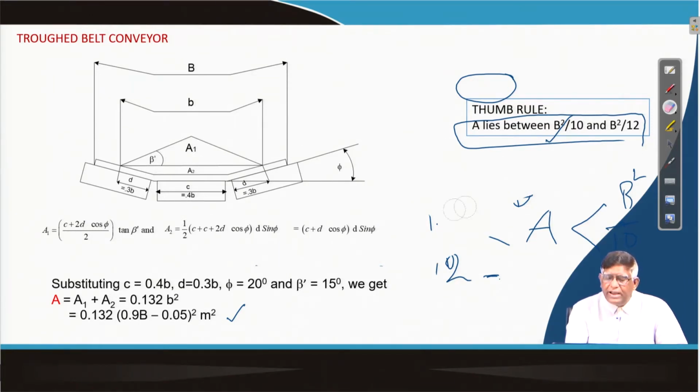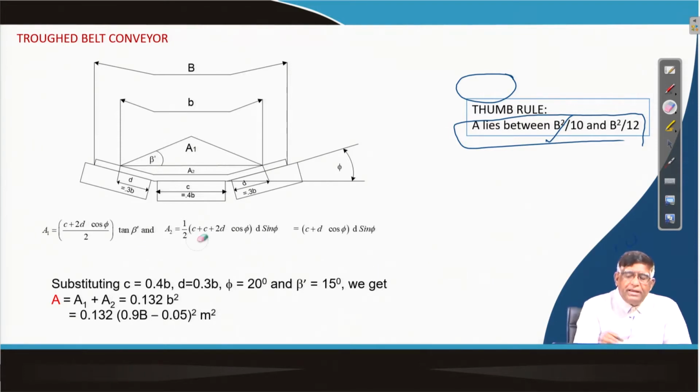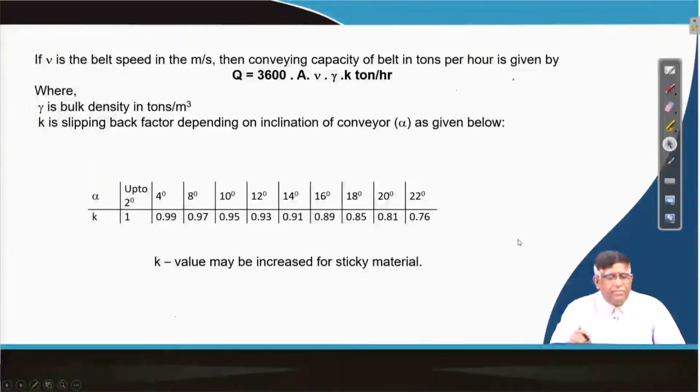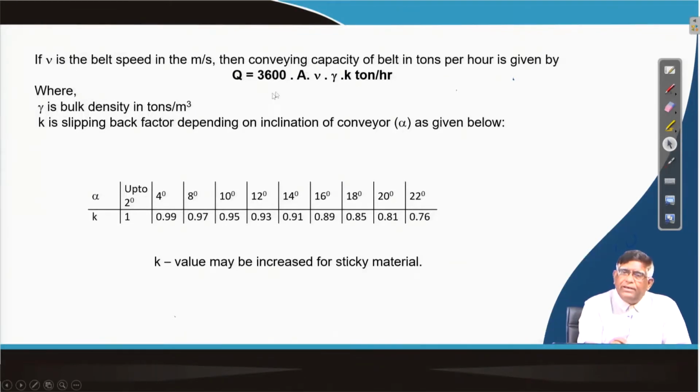So this is how a thumb rule is used for doing the preliminary calculations, and then you can go for the detailed design calculations. The first thing in determining the motor, that is the driving power, is that you will have to calculate the tonnage per hour by applying this formula. You know that Q is equal to A V gamma: area, velocity and density.